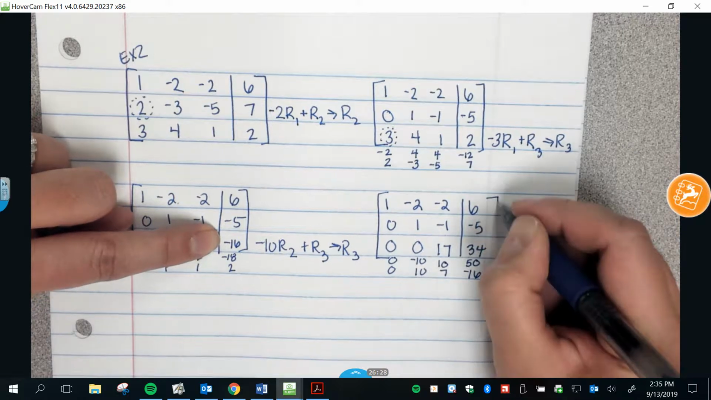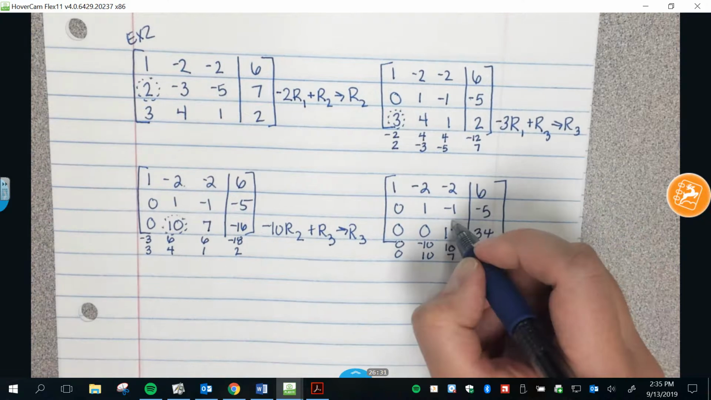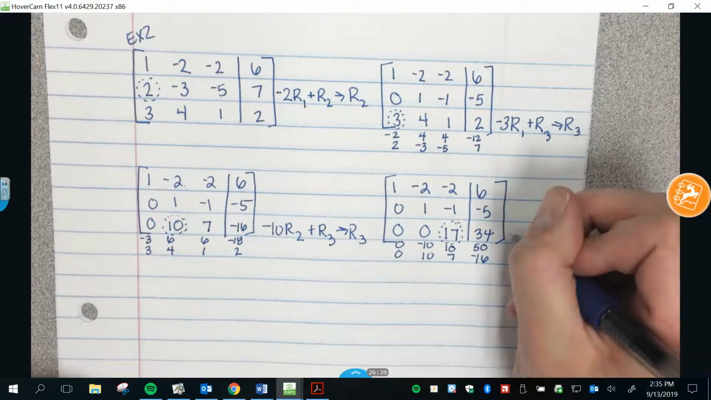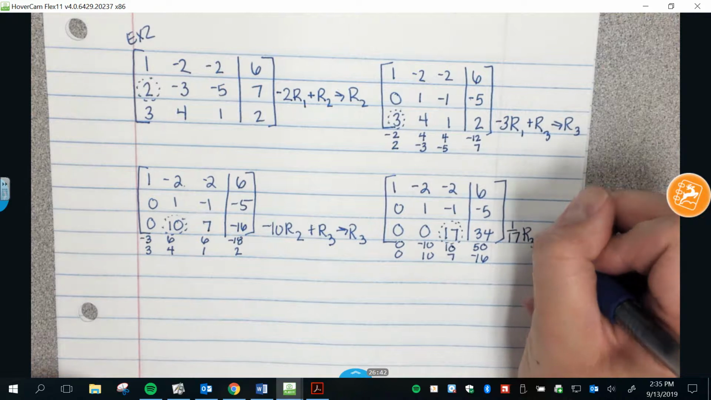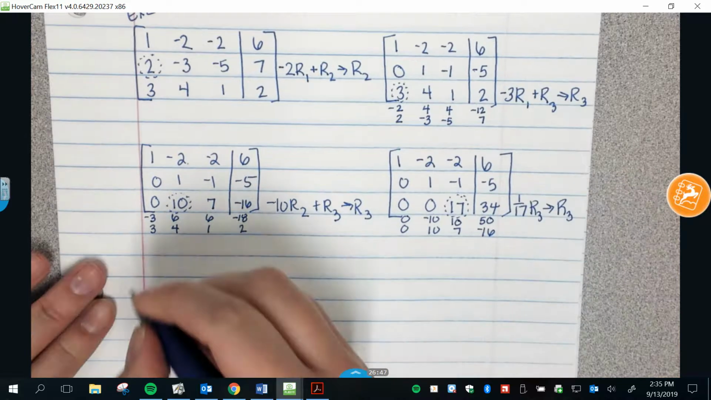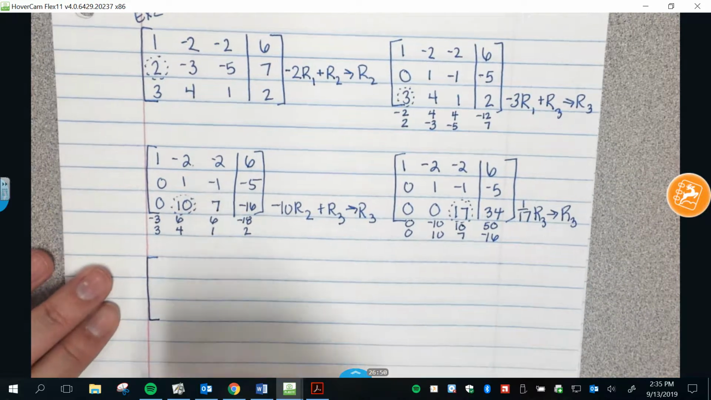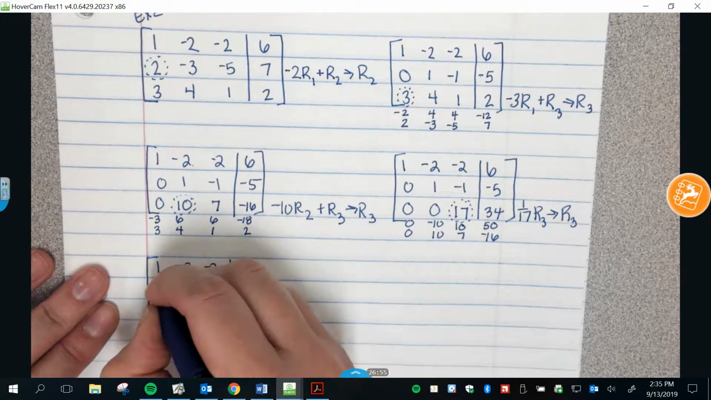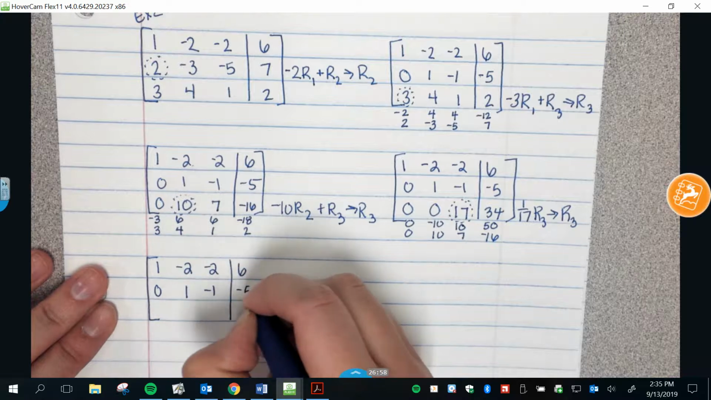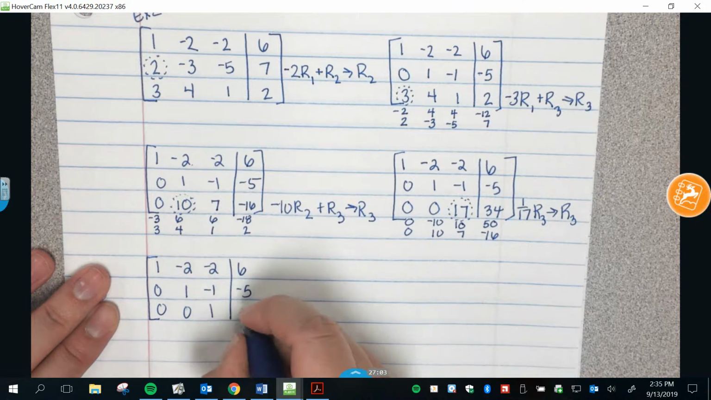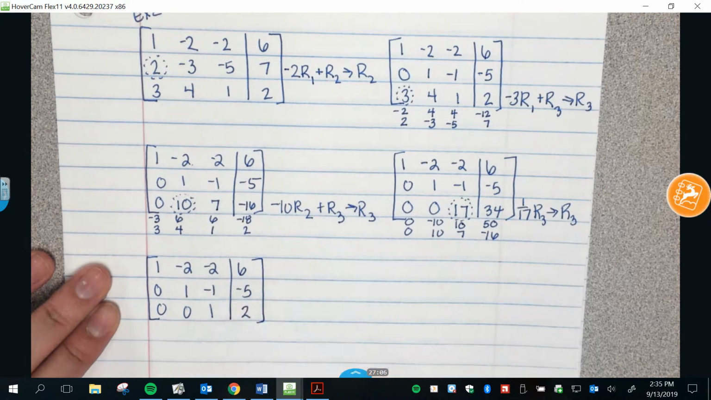I know that looks weird, but look at this next step. 17. That has to turn into a 1. How do we turn it into a 1? 1 over 17 times R3. There's no multiply and add when you're turning it into a 1. You just multiply by the reciprocal. Okay? So keep the first 2 rows the same. 0, 1, -1, -5. 0, 0, 1, and what's that number going to be? 2.